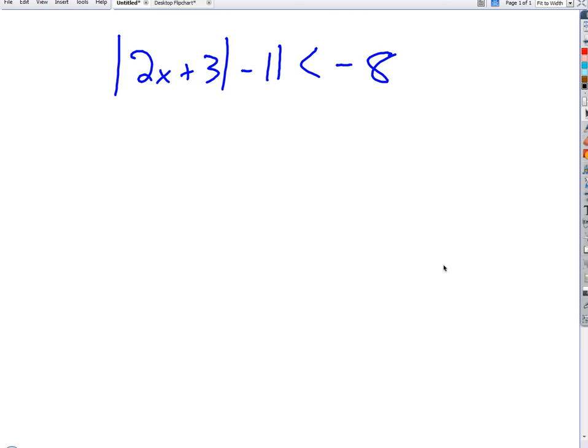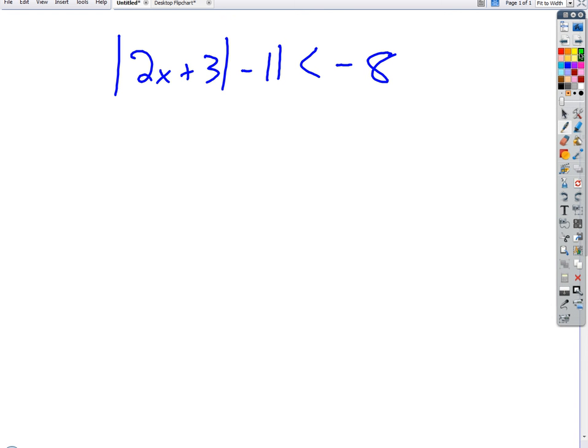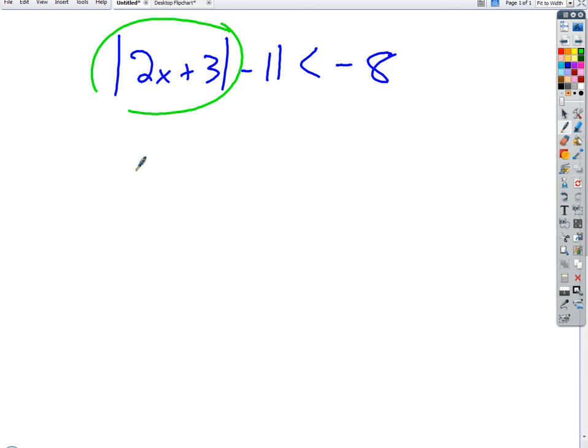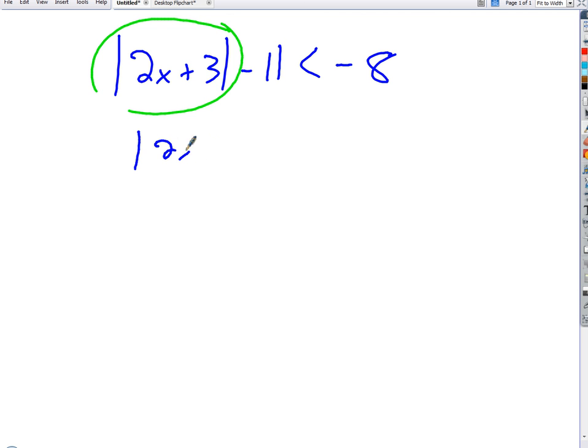First? Say it again. Add 11. Okay, good, because we got to get everything inside the absolute value bars by itself. Right? The absolute value bars has to be by itself on one side of the equation. So I add 11 to both sides and get absolute value of 2x plus 3 is less than 3. Okay? All right, now what?